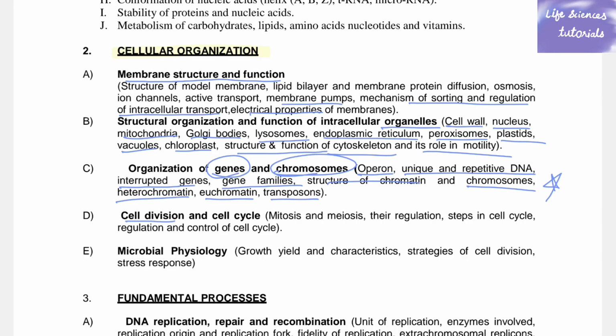Next, we have cell division, cell cycle, so mitosis, meiosis, its regulation, the different steps, control points, checkpoints. There are many previous year questions on checkpoints. Next, we have microbial physiology, so bacterial and fungal related concepts. We have the growth, yield, characteristics, strategies of cell division, and stress response. So this was the second unit.